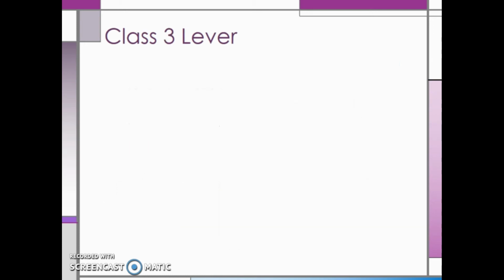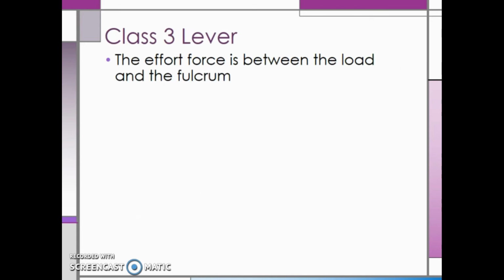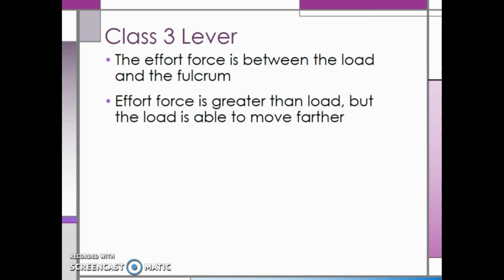In a third class lever, the effort force is located in between the load and the fulcrum. This is where the advantage and sacrifice come into play. The effort force you apply is greater than the load, so the sacrifice is the force. However, the advantage is the distance the load moves, so the load moves farther than the effort force moves.